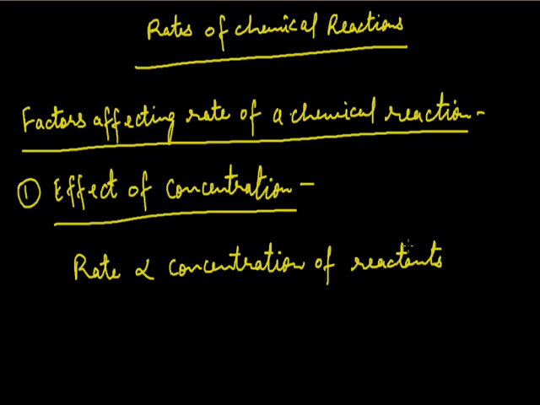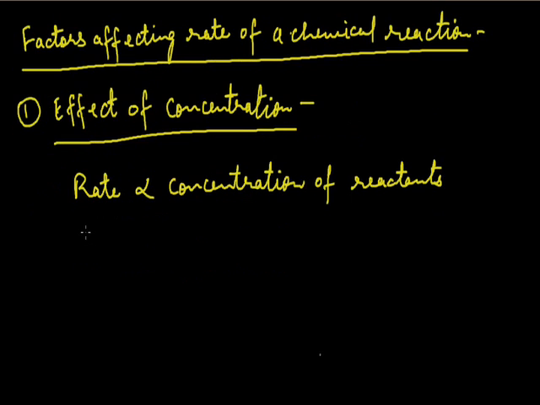For a reaction to occur, the reactant molecules must collide with each other. The probability of such collisions increases with the increase in concentration of reactants. Hence, the more the number of collisions taking place per unit volume, the more will be the rate of reaction.